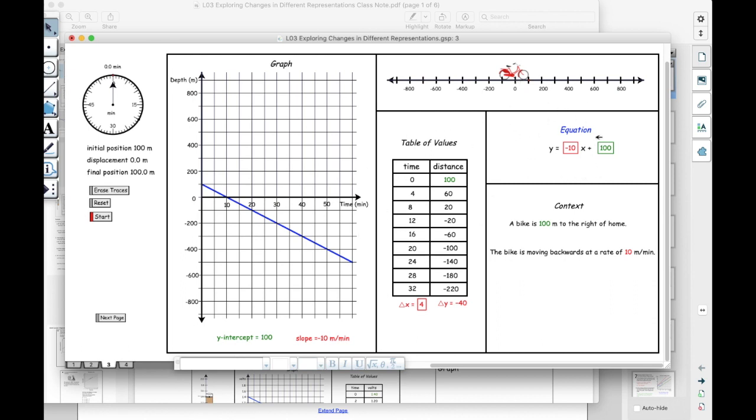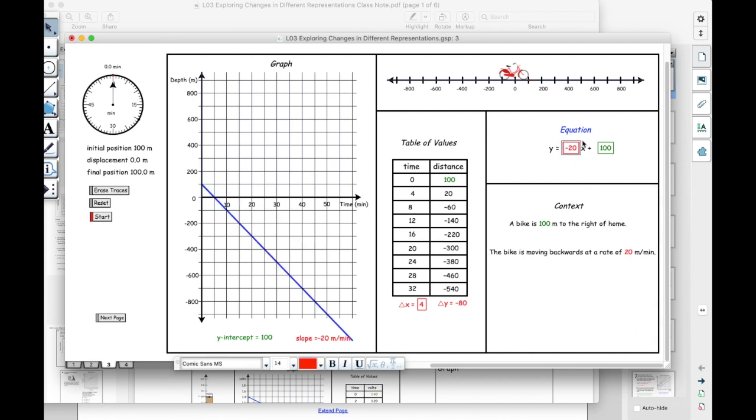What's the driver in the bike context now is the equation. So I'm going to change this value right here now to -20. And you're going to think about what will happen to this table of values. Will it still start at 100? Will it still drop by 40 each time? It says the bike is 100 meters to the right, will that change, or will this change? The bike is moving backwards at a rate of 10. All right, so I'm going to change that now, and we're going to see what's going to happen.